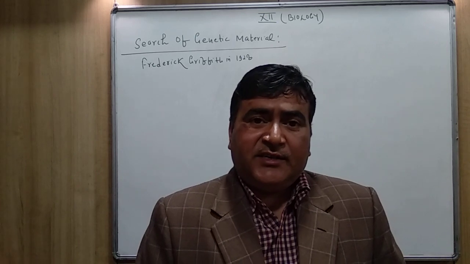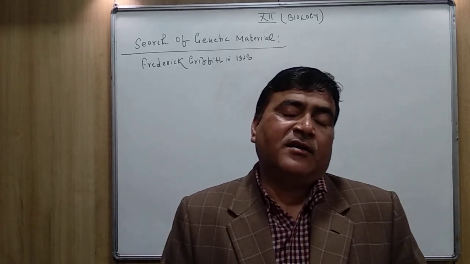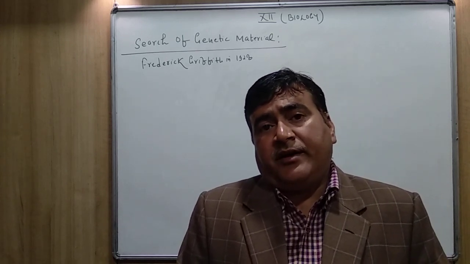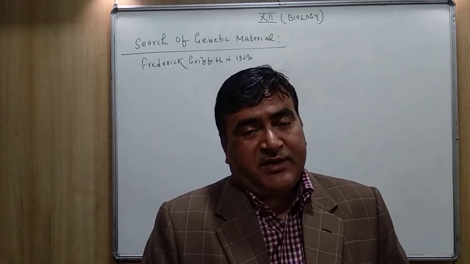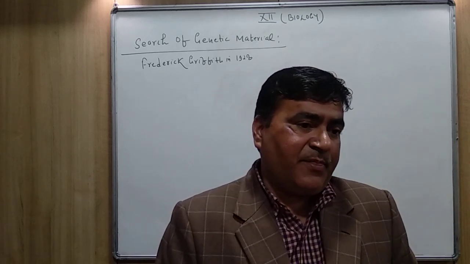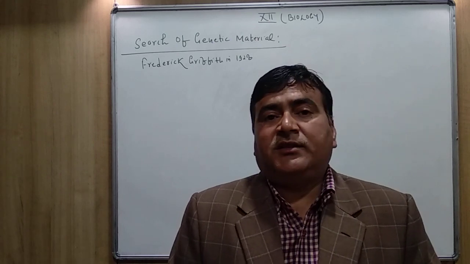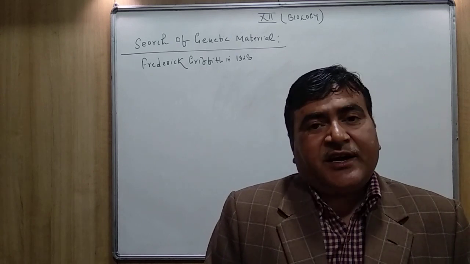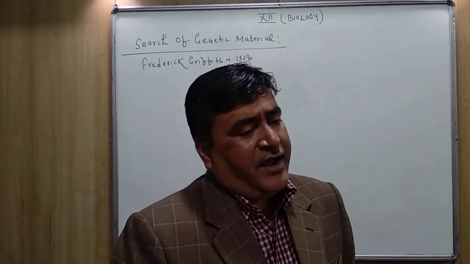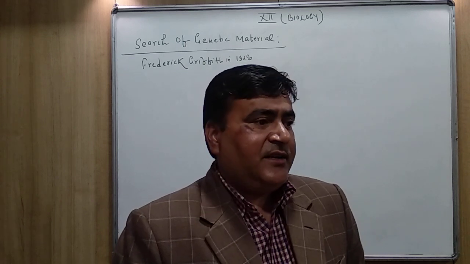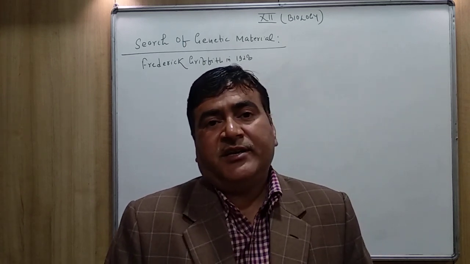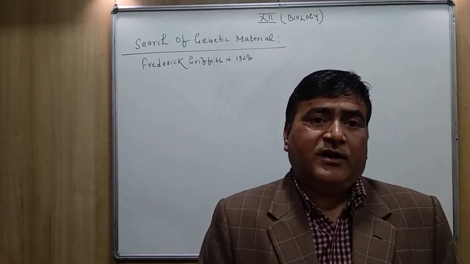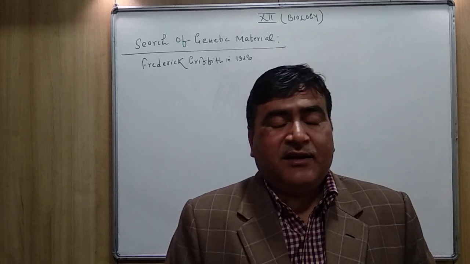As you know, the DNA is the genetic material, but how was it discovered that DNA is the genetic material in living organisms? As you know, the nucleic acid was discovered nearly in 1869, and after the discovery of the nucleic acid, it took a long time to know whether the DNA is the genetic material.